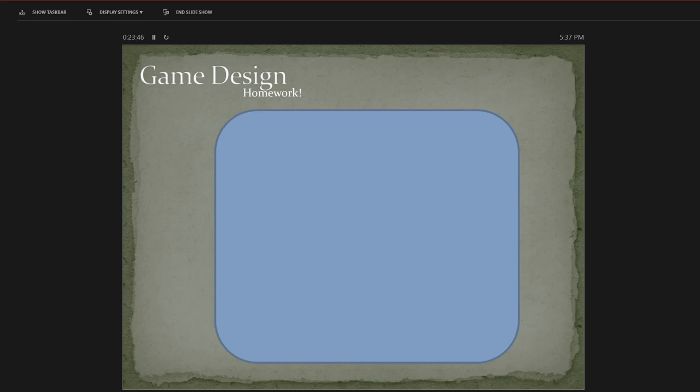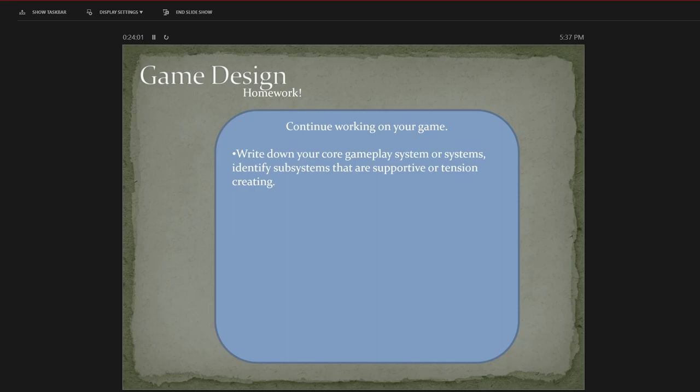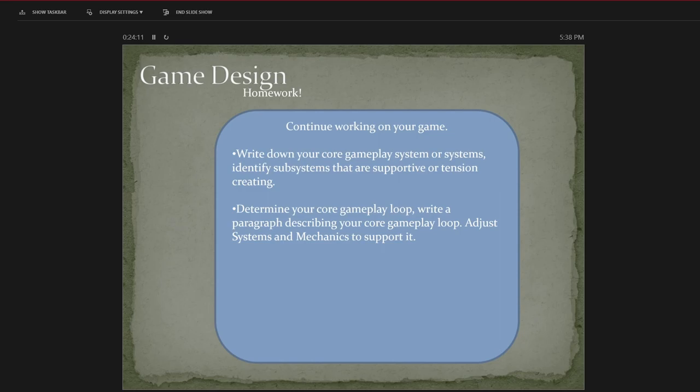Homework, as always, continue working on your game or start a new game. I mean, at this point, I think there's so much time in between these lessons that you might have moved on to something else. That's okay. But write down your core gameplay system or systems. Identify the subsystems that are supportive or tension creating. Determine your core gameplay loop. Write a paragraph describing your core gameplay loop.